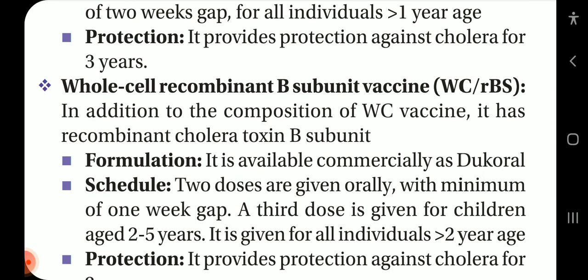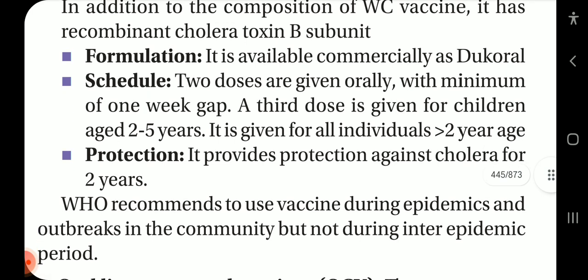Whole cell recombinant B subunit vaccine, WCRBS. In addition to the composition of the WC vaccine, it has recombinant cholera toxin B subunit. Formulation: it is available commercially as Dukoral. Schedule: 2 doses are given orally with a minimum of 1 week gap.